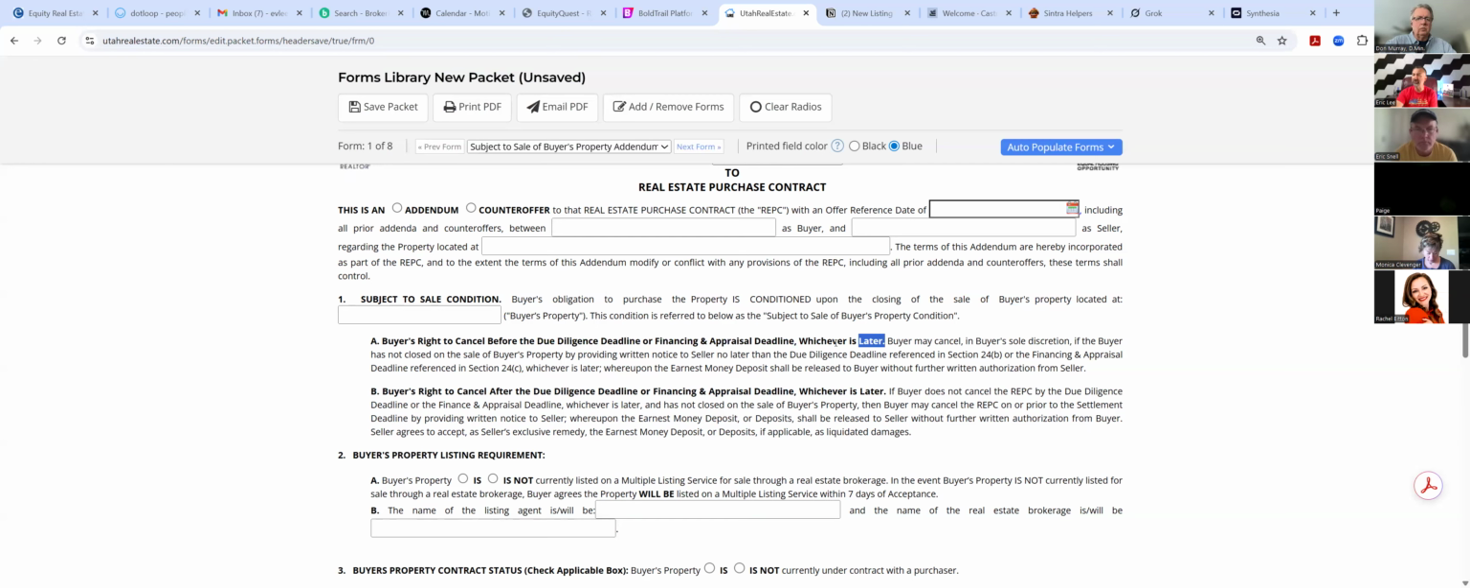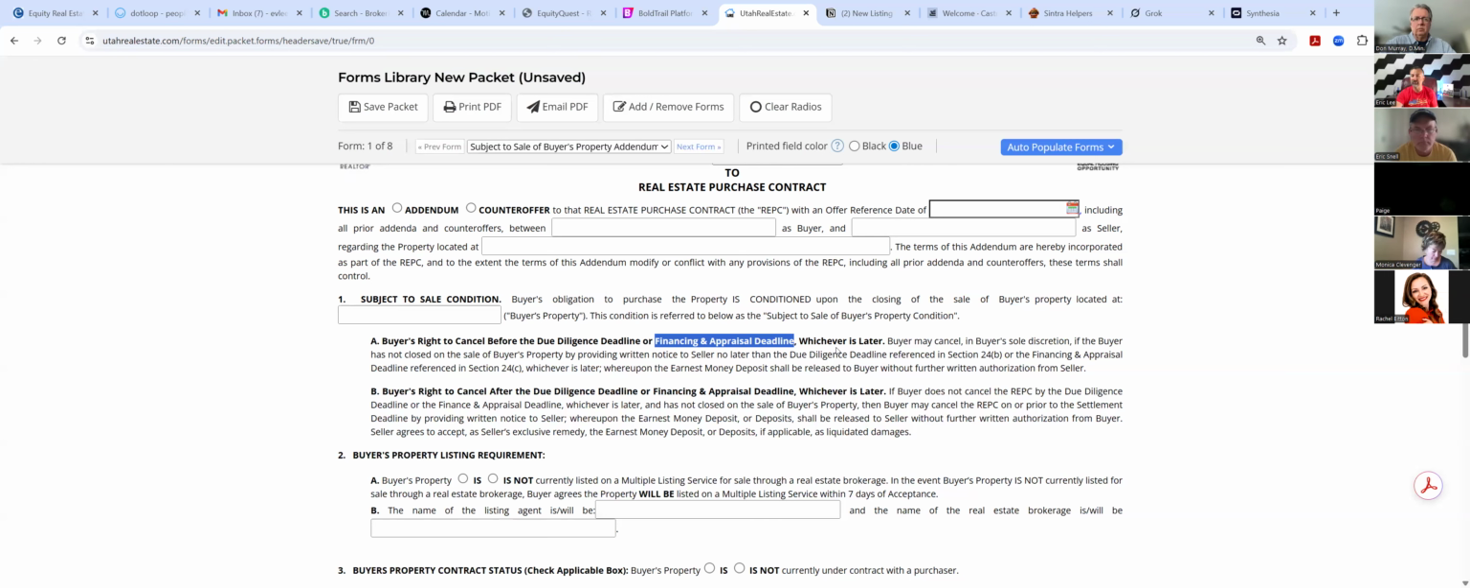Let's say that it's a cash buyer. We have no finance and appraisal deadline, right? So we just have a due diligence deadline. Now we got to read this language. Buyer may cancel in their sole discretion if the buyer has not closed on the sale of buyer's property by providing written notice to the seller no later than the due diligence deadline referenced in section 24B or the finance and appraisal deadline referenced in section 24C. And again, if finance and appraisal hasn't been selected because it's cash, then we don't have a deadline in 24C. All we have is a due diligence deadline, whichever is later, whereupon the earnest money deposits shall be released to the buyer without further written authorization from the seller.